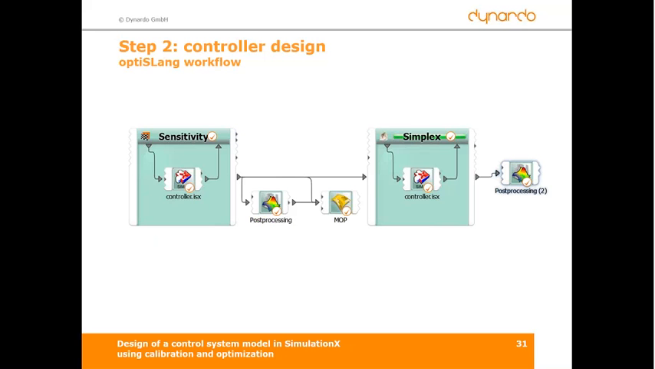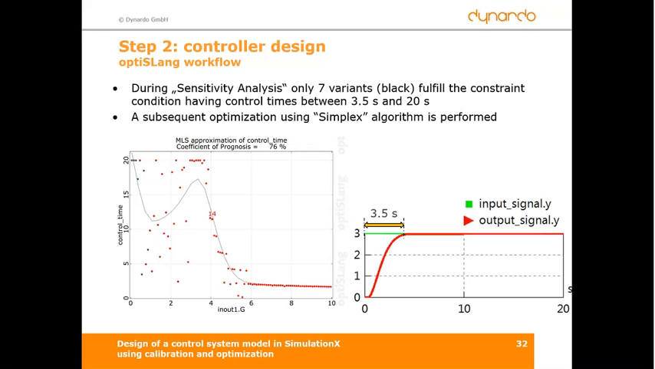The optiSLang workflow is almost equal to the previous calibration step. In this case, the ETK node to extract the reference signal is not needed, and here another simulationX model is integrated. During the sensitivity analysis, only 7 variants, that means the black points, fulfill the constraint conditions with a control time between 3.5 and 20 seconds.